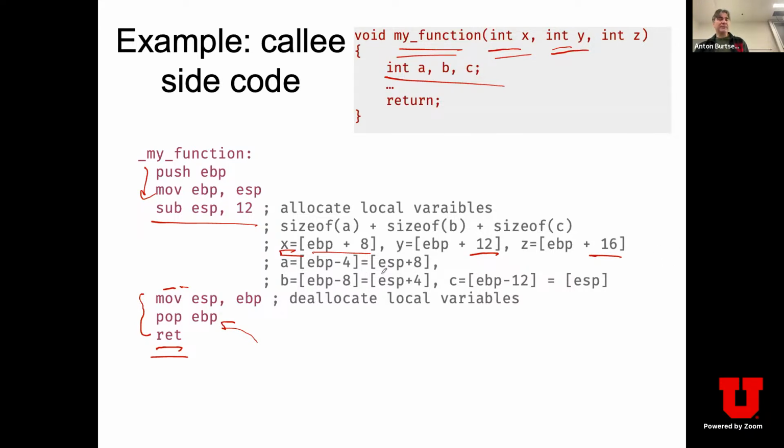By the way, in this example nothing happened to the ESP, so ESP is not adjusted at all inside the function. So you can also refer to this as EBP minus 4 or ESP plus 8. It will point to the same memory location. Okay, so we get it.